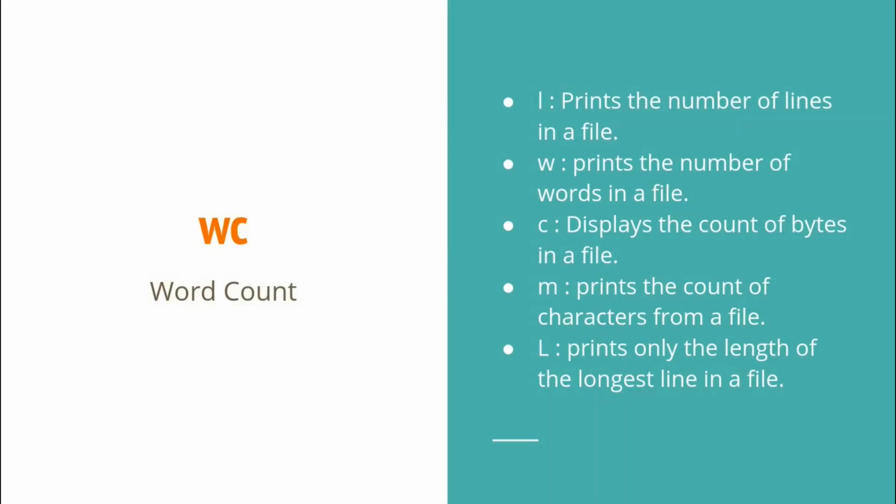So in this way, we use the wc command to count the number of lines, words, or bytes of a file using the option L, which prints the number of lines, W, which prints the number of words, C, which displays the count of bytes, and M, which displays the count of characters. And we can use the option capital L, which only prints the length of the longest line in the file. So go ahead and try it out.